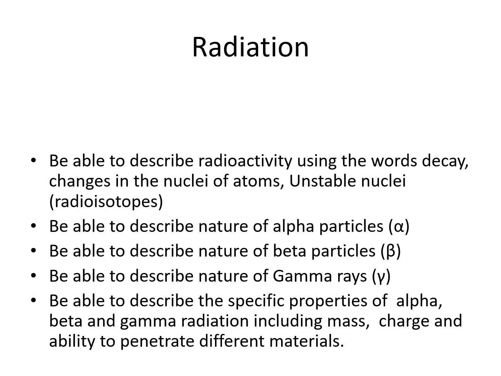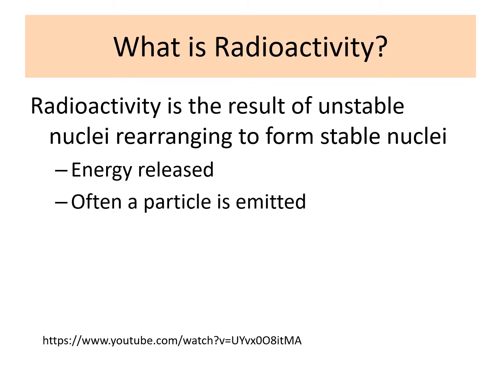Now we've got three different types of radiation that we need to be aware of, and we need to be able to describe the properties of each of these: alpha, beta particles, and gamma rays as well. Radioactivity occurs when the nuclei is unstable, and what happens is energy is released, and often a particle is emitted. Watch the YouTube video at the bottom of this slide.